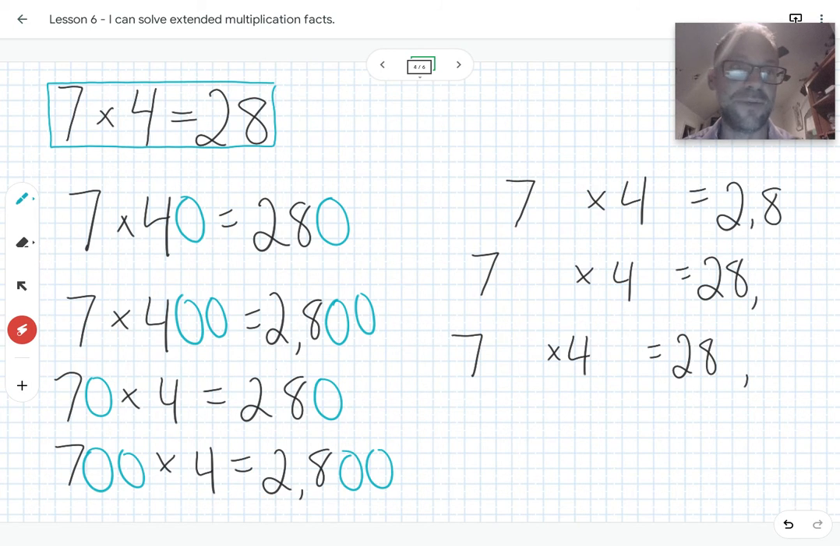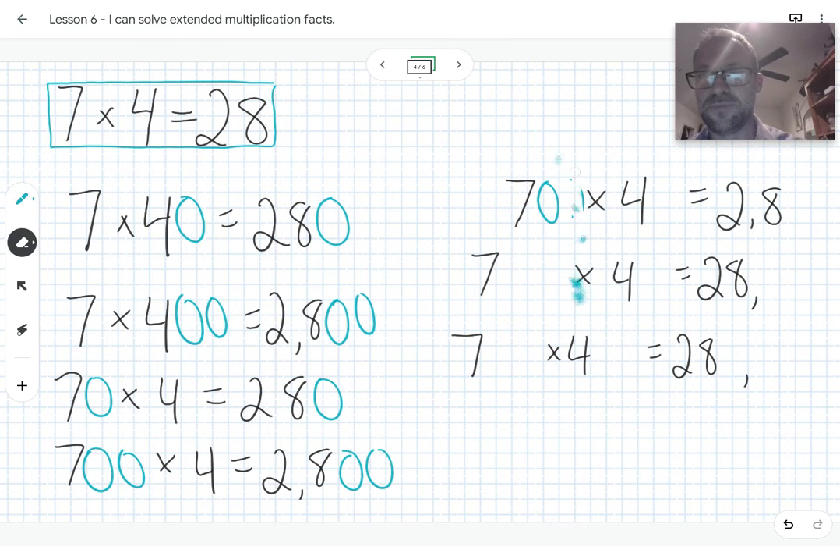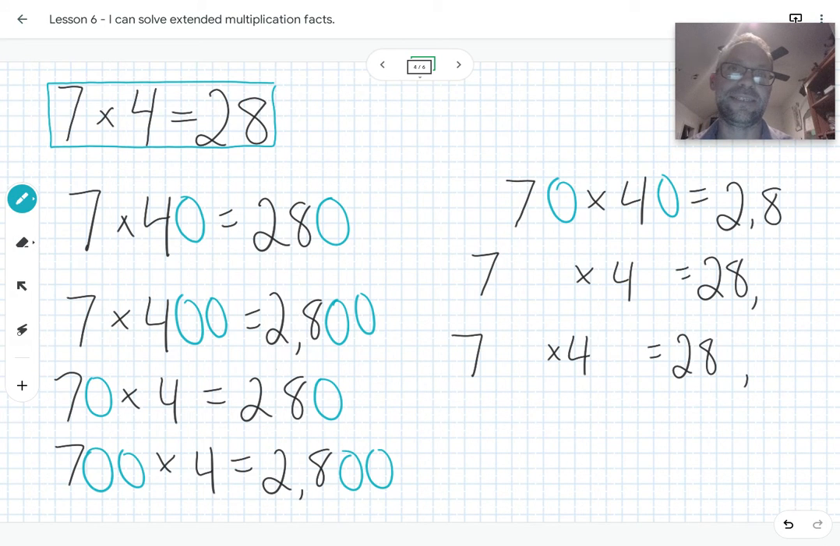All right, let's try these. Here we go. What if we had 700 times 4? Oh, we just did that one. Oh, hold on. I thought that looked familiar. What if we did 70 times 40? Let's see. We have 1, 2 total zeros. So let's go with step 1. 7 times 4 is 28. And 1, 2 zeros at the end of our product is 2,800.